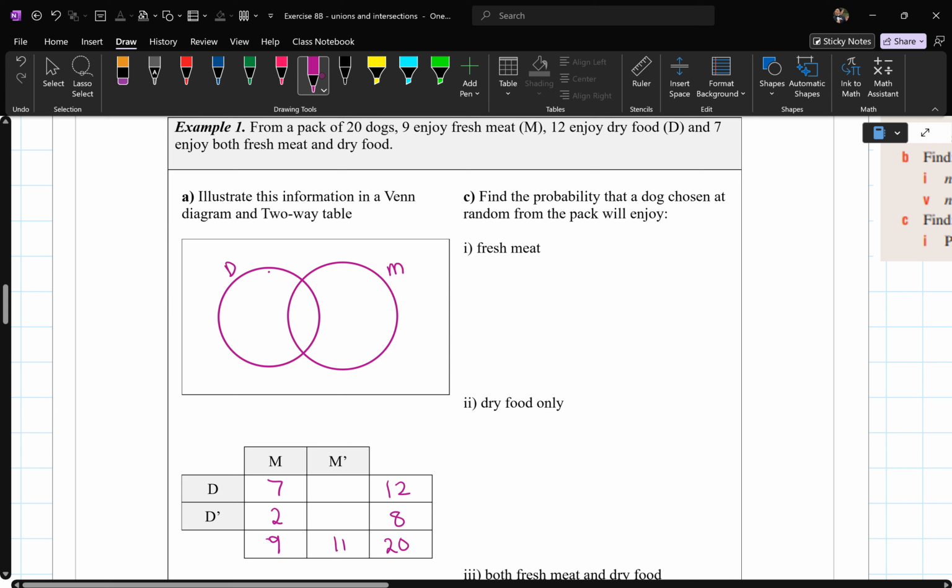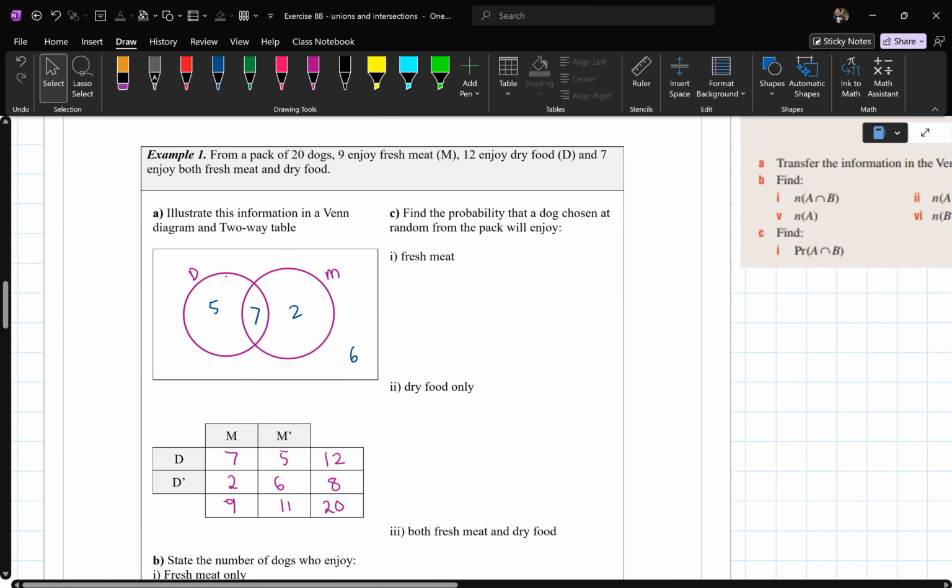And you can actually start working things out. 7 plus 2 is 9. 2 plus 6 is 8. And then 5 plus 6 is 11. So that means I can now fill in the regions. M intersection D must be 7, so that's where they both have in common. The region where there's D but not M is 5. The region where it has M but not D is 2. And everything outside is 6. There you go. Now I've drawn my Venn diagram and my cardinal map.